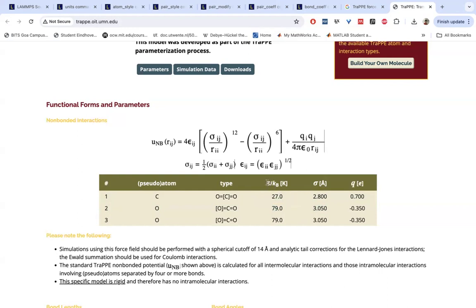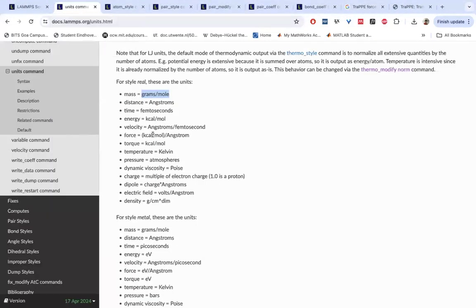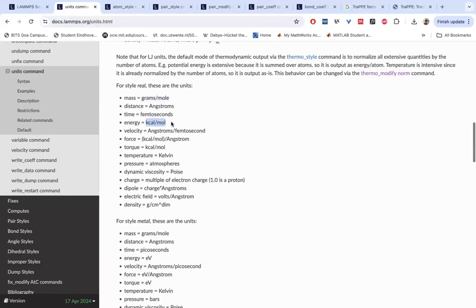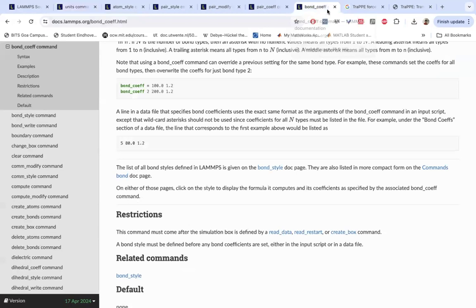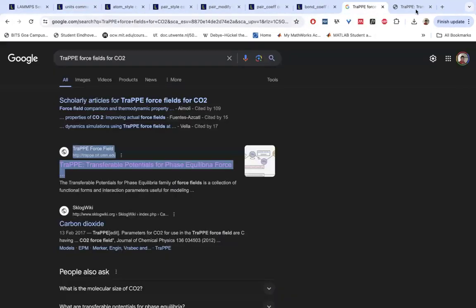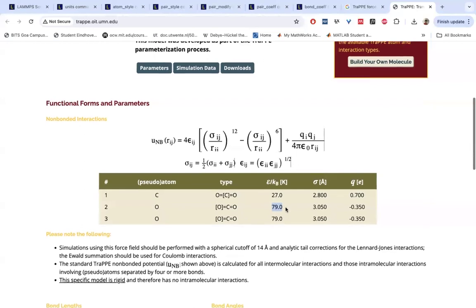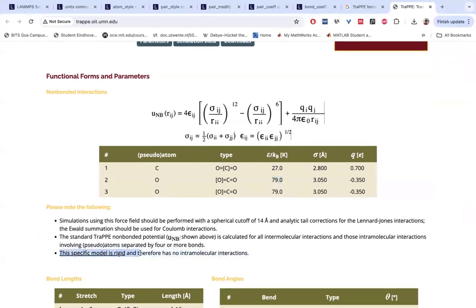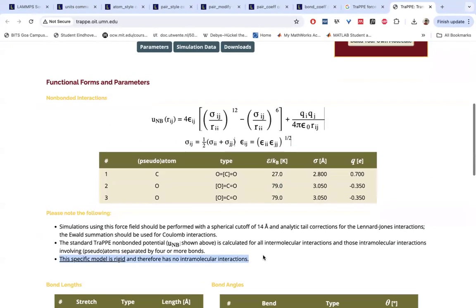What is important to note is that these are in units of epsilon per kB, but in LAMMPS, you need to express all of these units in kilocalories per mole because we're using the real units, right? So this is a simple calculation that you can work out yourself, and you can convert these values in epsilon over kB to kilocalories per mole. And what is important to note here is that this specific model is rigid and therefore has no intramolecular interactions. So this is for TRAPPE-CO2.